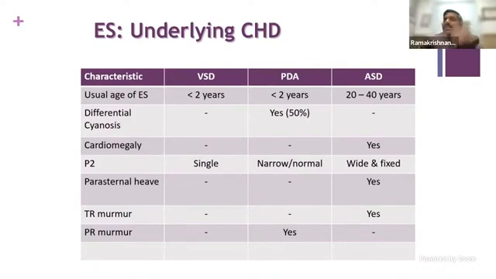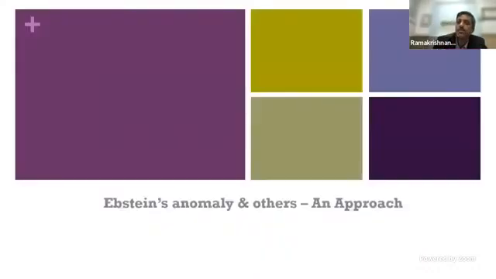If you don't find anything, just like I told you in tetralogy last time, literally no examination finding except a single S2 and a soft murmur, and same thing here, no parasternal heave, no cardiomegaly, no nothing, generally it is VSD. If you find everything, generally think of ASD. If you find cardiomegaly, a wide fixed S2, a parasternal heave, a TR murmur, all of them support ASD.